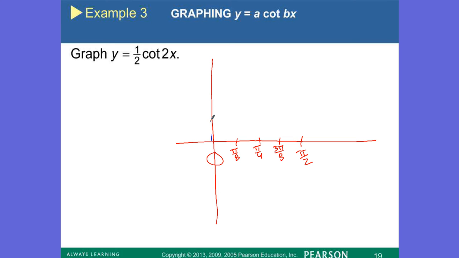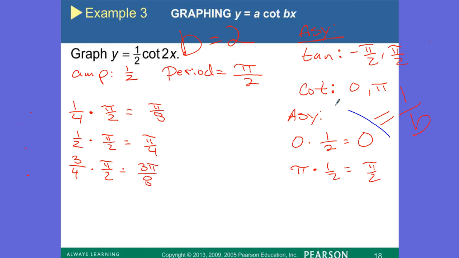So, asymptotes. I'm going to draw a dotted line for my asymptotes. Why am I drawing them there? Because that's the asymptotes. I'm confused because you said it's going to be negative pi over 2 or pi over 2 and 0. That's for tangent. What's the tangent for? Oh, never mind.